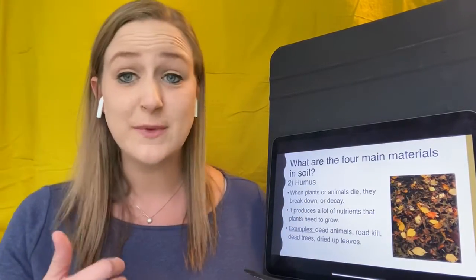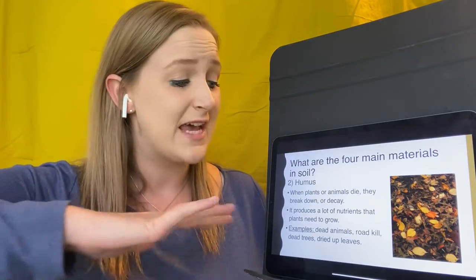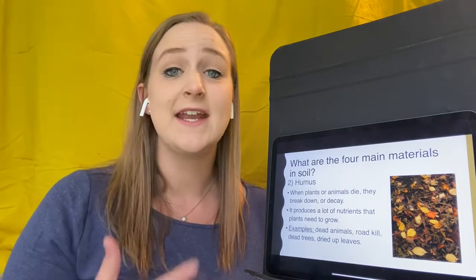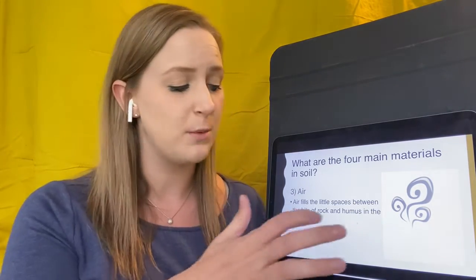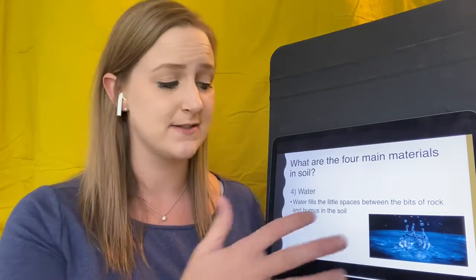We talked about humus, which is the dead plants and animals that have decayed and add nutrients to the soil, which is what plants and animals need to survive. We've talked about air, which is in between the minerals and the particles in soil, in between the little spaces, the open spaces, as well as water, which is in between the spaces, just like air is.